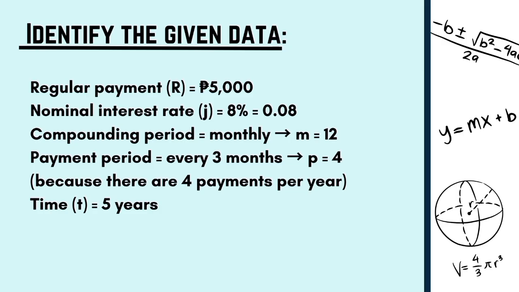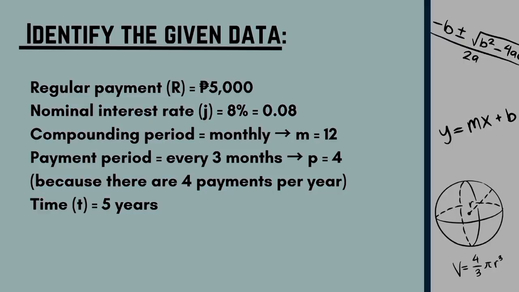So, identify the given data. Regular payment R is equal to 5,000 pesos. Nominal interest rate J equals 8%, which converts to 0.08. The compounding period is monthly, and the payment period is every 3 months. So P equals 4 because there are 4 payments per year, and time is 5 years.